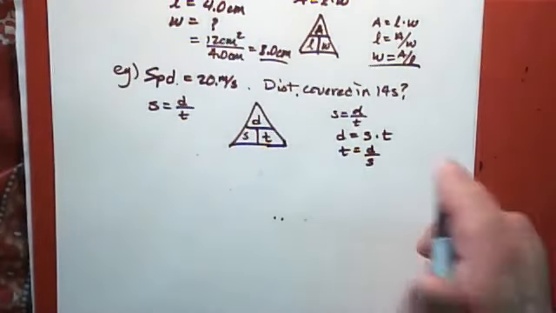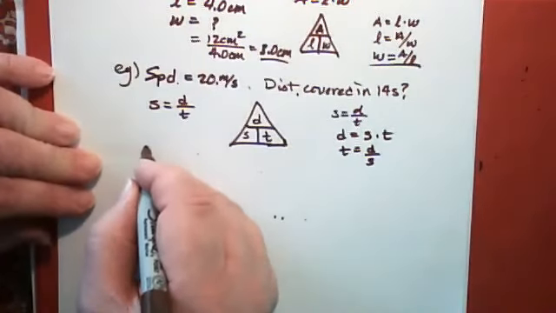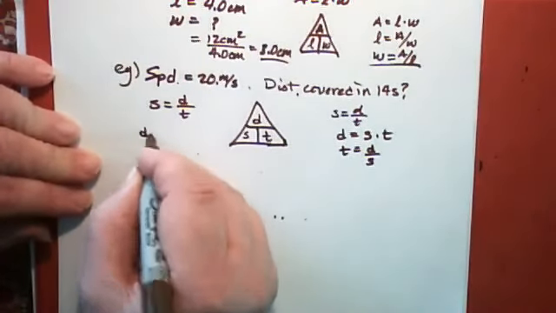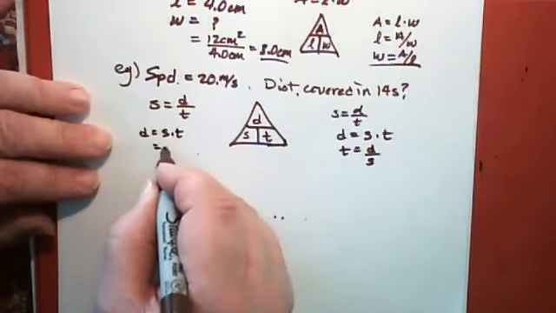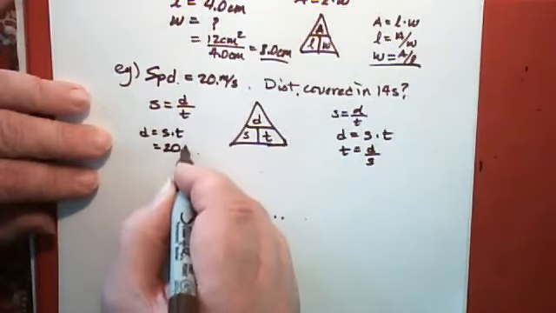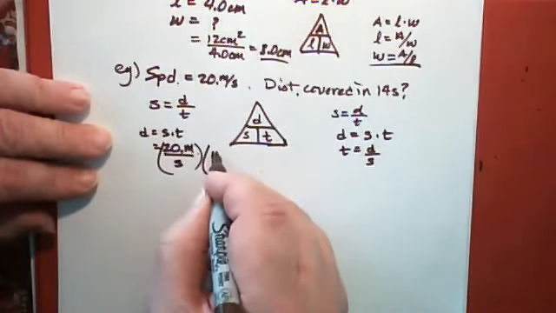And what we're being asked for is distance. Distance covered in 14 seconds. So we know that distance is going to be speed times time. Speed is 20 meters per second, and the time is 14 seconds.